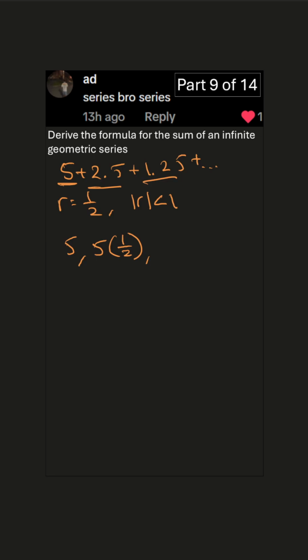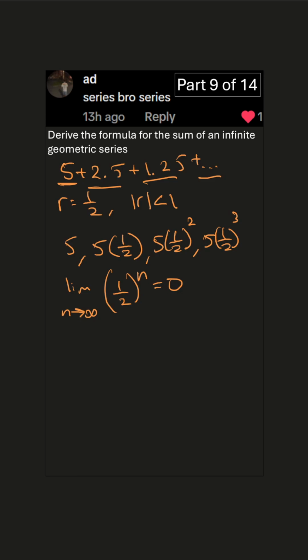And then 1.25 is 5 times 1/2 squared, which equals 5 times 1/4. And the next term would be 5 times 1/2 cubed, which is 5 times 1/8. Now notice that the limit as n approaches infinity of 1/2 to the n equals 0. It's just getting smaller and smaller, closer and closer to 0.